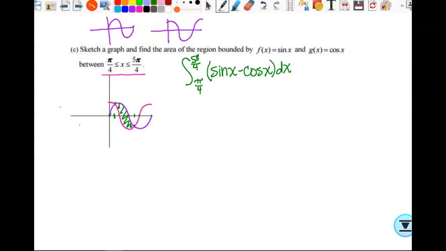So it's not always f of x minus g of x. It could be the other way around. You've got to be careful with that.